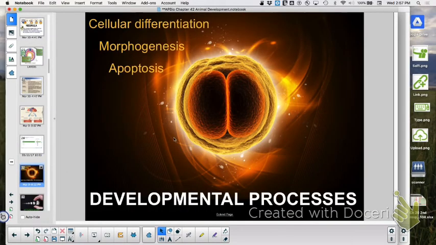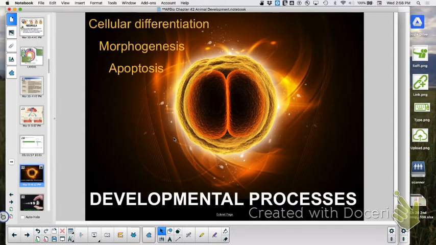Okay, so continuing on. Cellular differentiation. When cells differentiate, they become specialized. Morphogenesis is the movement, the process, the dance of development. And apoptosis, you know what that is. Apoptosis is a normal part of development, right? Because if you look at your hand, it would be a paddle unless what? Apoptosis occurred between your fingers.